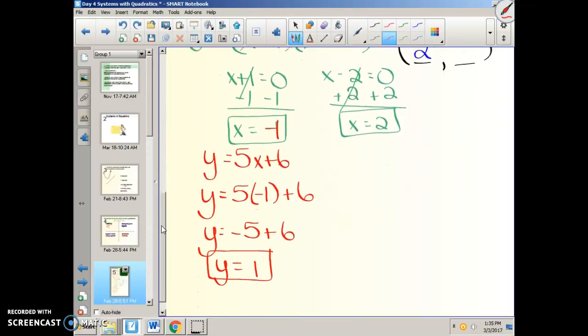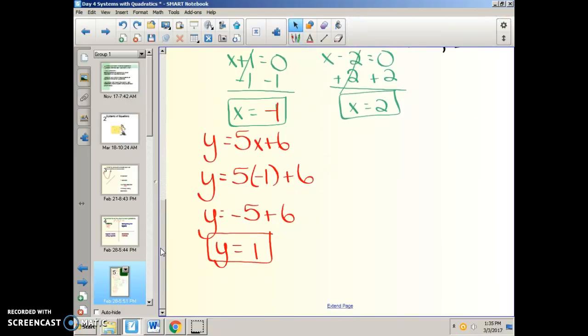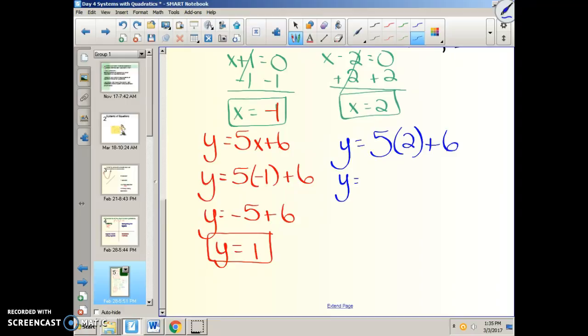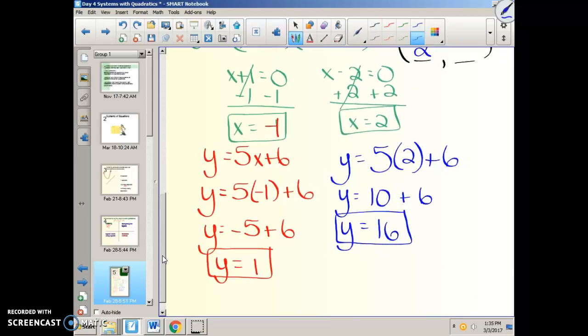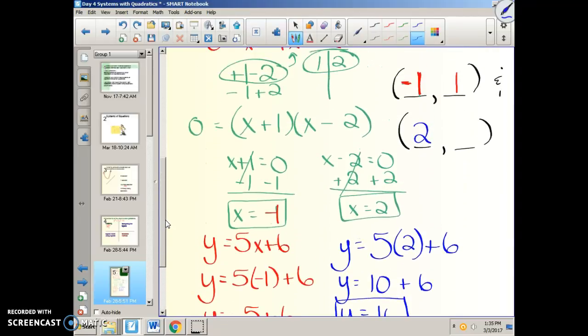Whew, there's a lot of work. Now I have to find the second one. I know, lots of work for these types of problems. I did not lie when I said this section would be a little bit more work and a little bit trickier, but it's not impossible to do. You guys are all capable of this, so don't give up if you get frustrated. Ask for help. And then there's the second one. So when x equals 2, y equals 16. Those are the 2 points on my graph where it would actually cross. At least that's what we got based on the math.